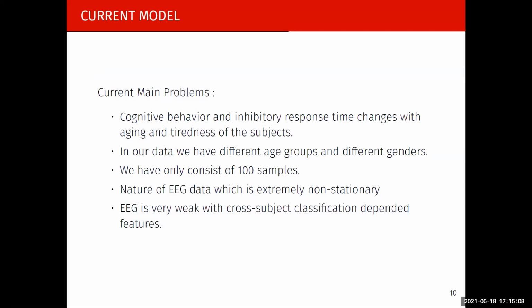The second problem comes from the nature of the EEG data, which is extremely non-stationary. EEG data is also weak in cross-subject classification, with features being highly subject dependent. This means that even if we have good test results for the same subject, our trained network will work poorly with another subject's EEG data.